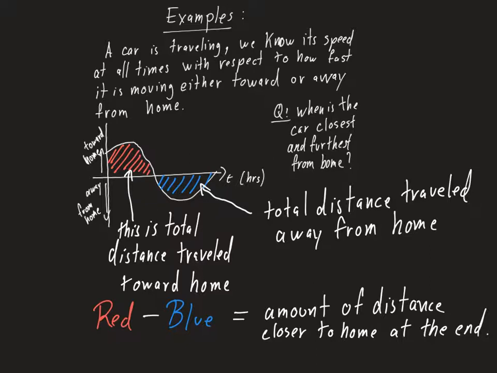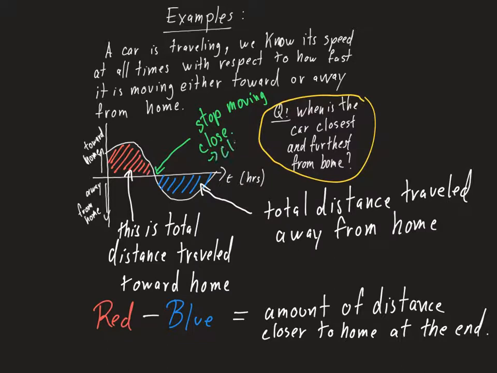Okay, so what this means, and how do we relate this back to this question that we had, which was, when is the car closest to home and when is the car furthest from home, is that the point at which you stop accumulating, at this point here, this is when you stop moving close. So this is going to be your closest point.